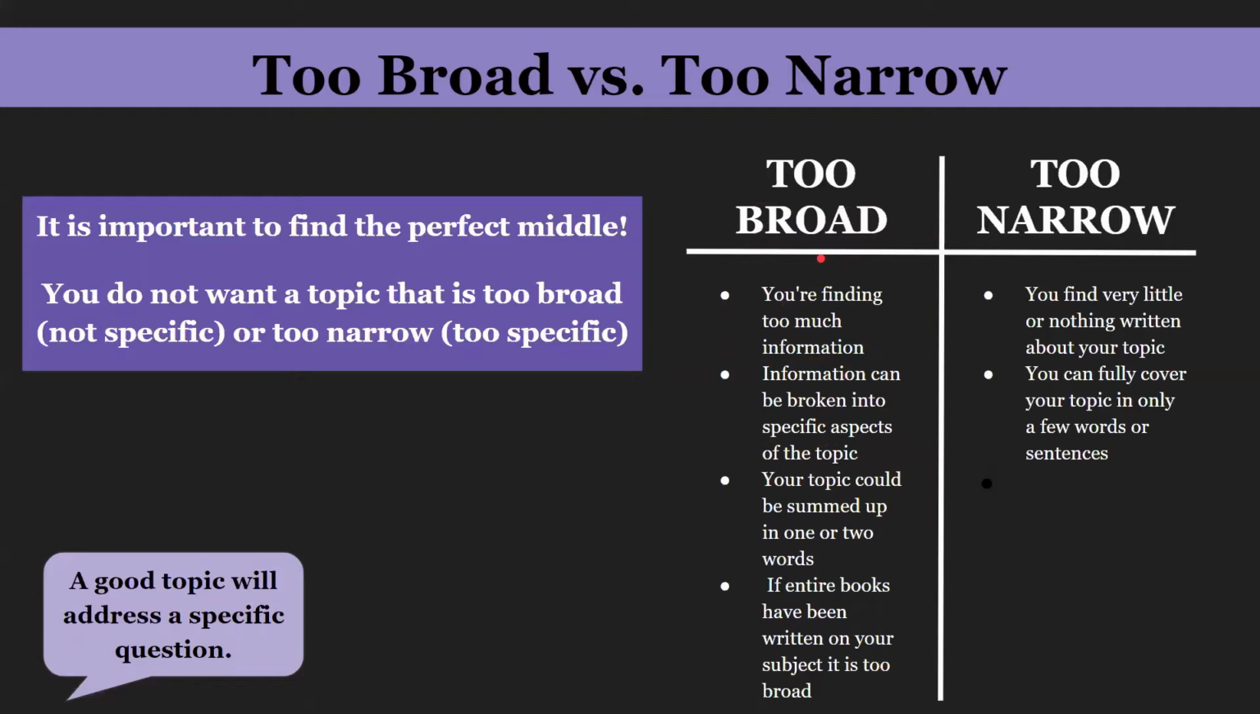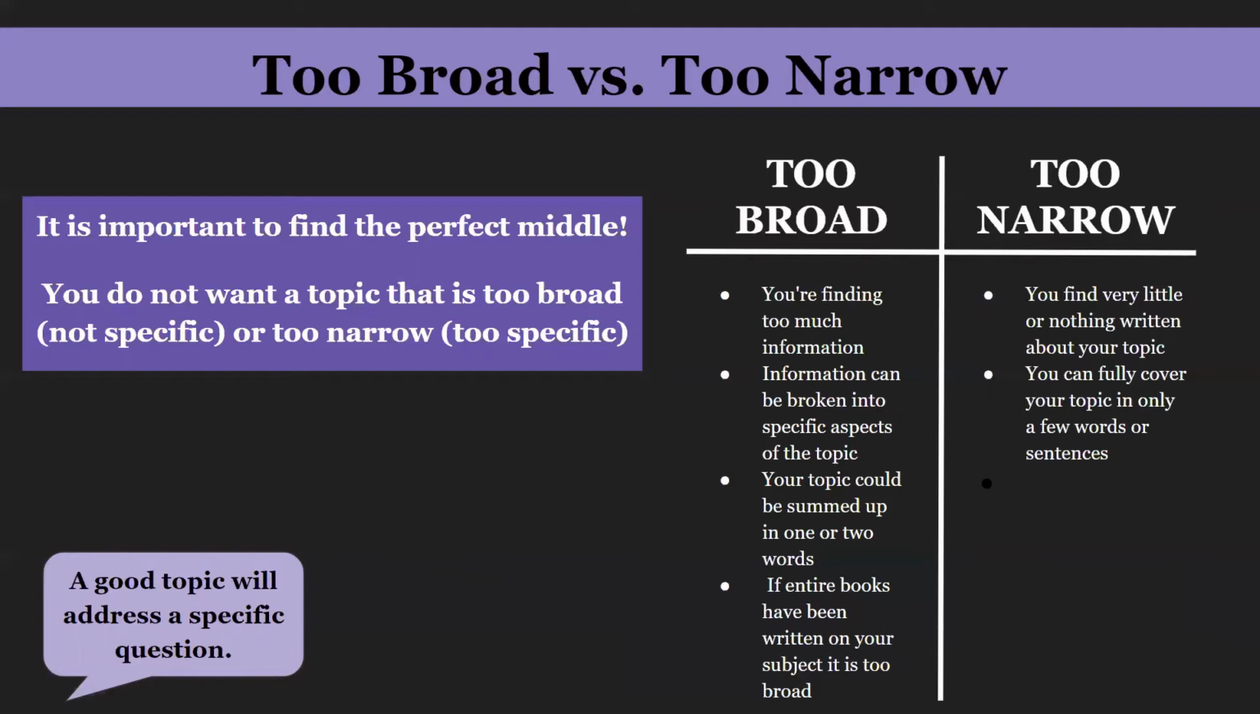Like if we just looked up dogs, you're going to find a ton of information on dogs, different types of dogs, where dogs originated from. That's way too much to do a paper on, unless you're planning on writing a book. And then information can be broken into specific aspects of the topic. So if I looked up dogs and I wanted to do a research paper on it, but then I realized, wait, there's like a million different kinds of breeds. That means that my topic can be broken into a ton of different topics, so that is not specific enough.